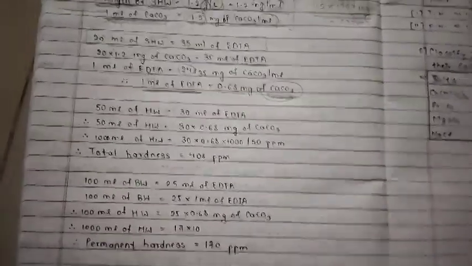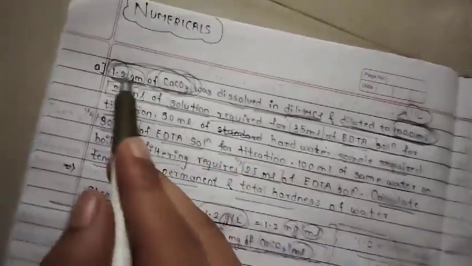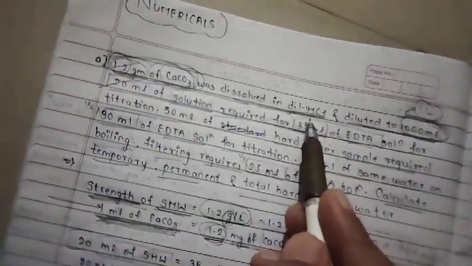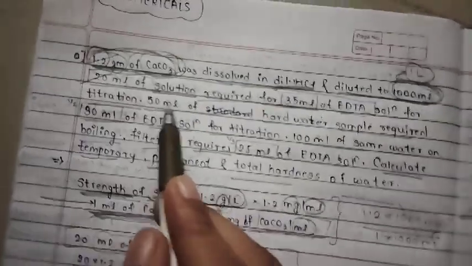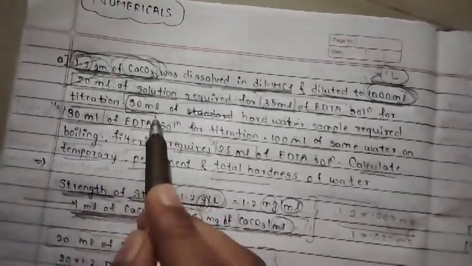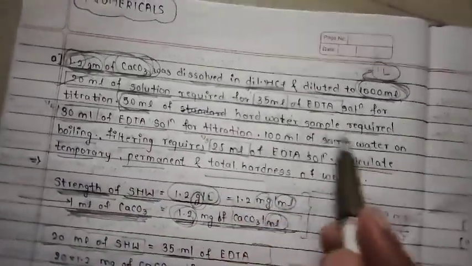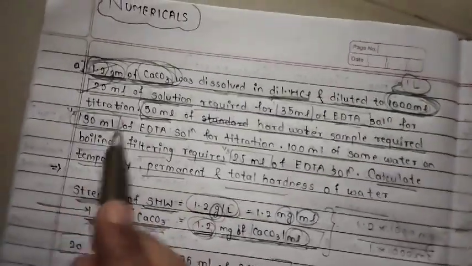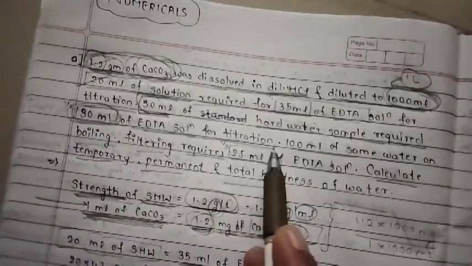So for total hardness we will again read the further question. Guys, the first 2 parts of the question we have done. So the third part is: 50 ml of hard water sample requires 30 ml of EDTA for titration.